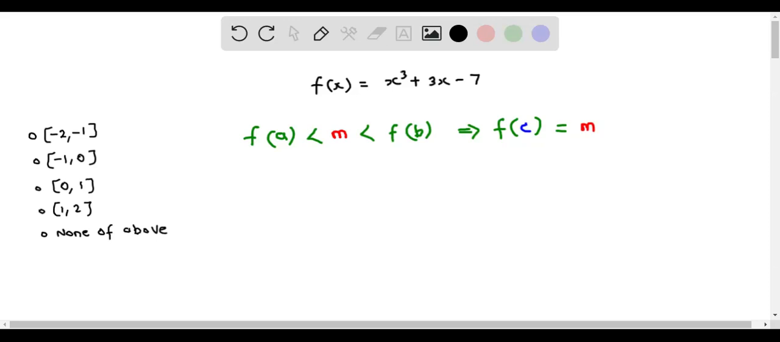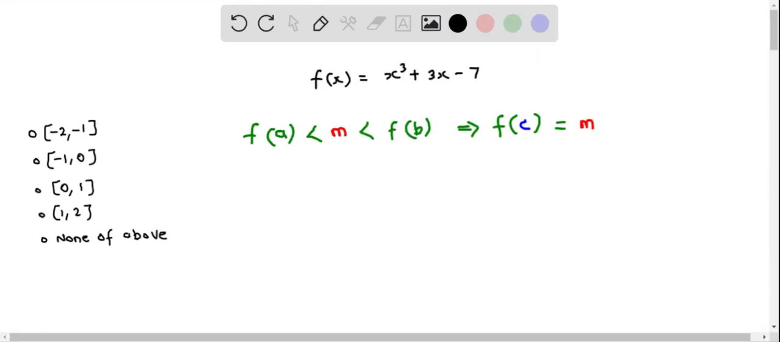In this question, we choose one of the given intervals such that the function attains 0 in that interval. So for that, we are going to use the intermediate value theorem. According to the intermediate value theorem, if m is greater than f of a and less than f of b, then there exists a point c such that f of c equals m.